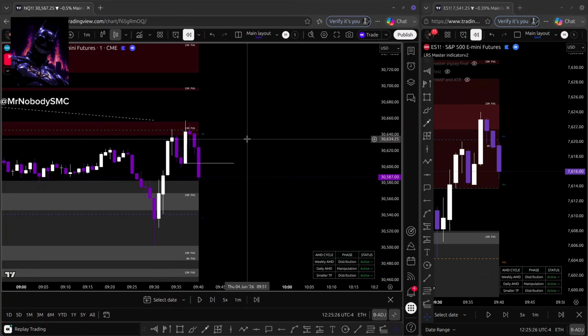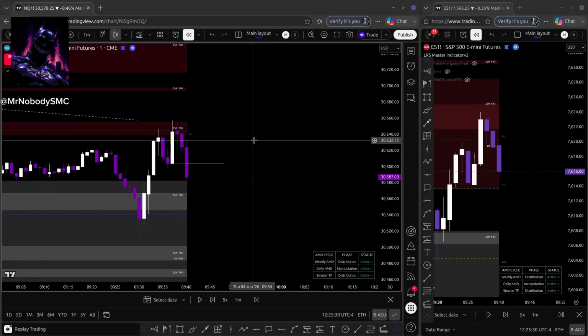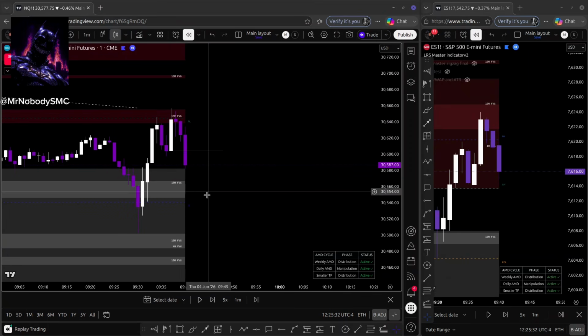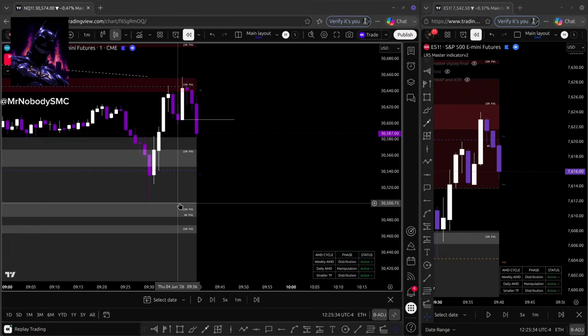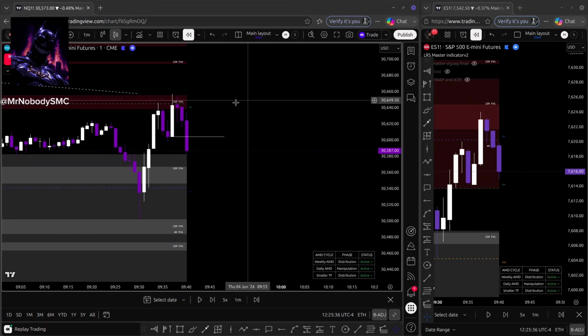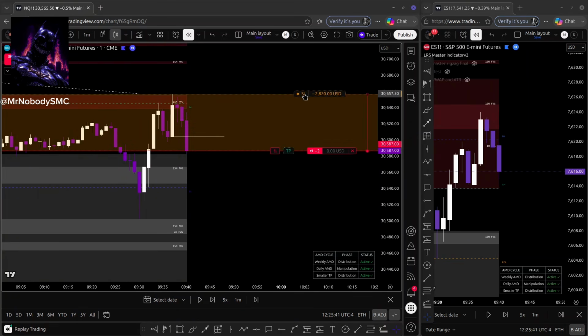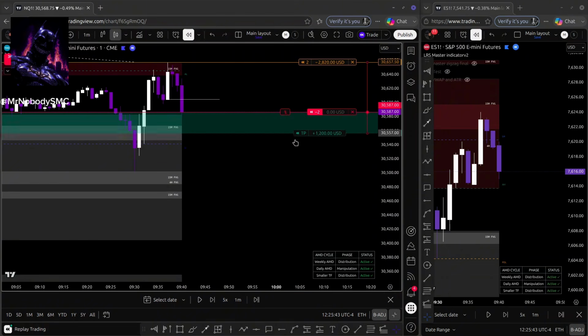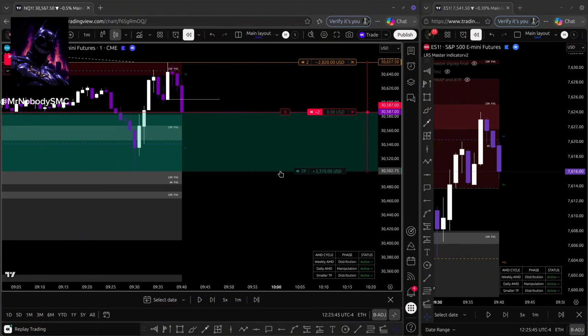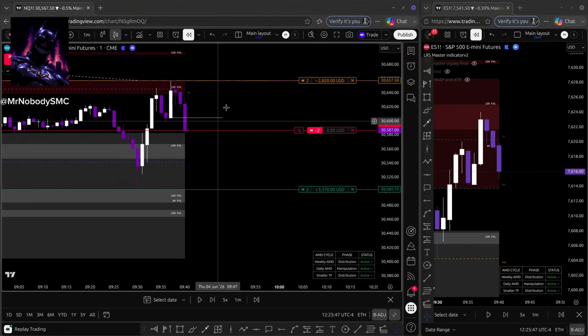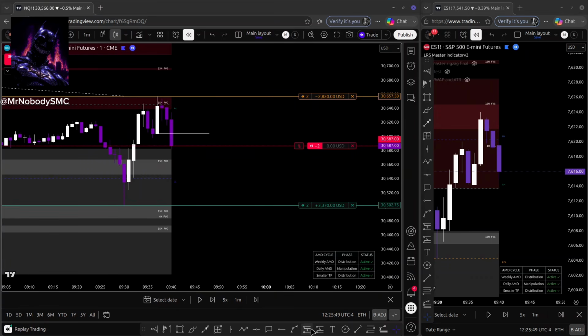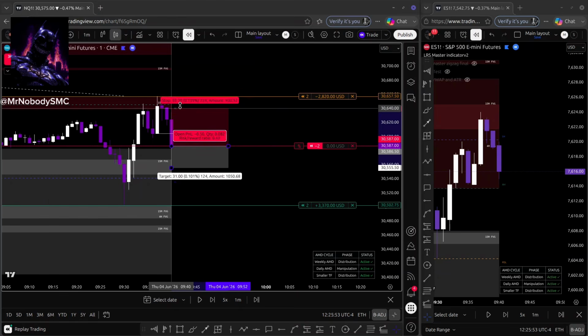So NASDAQ is trading more aggressively than ES is. If I want to target opposite liquidity, would you consider this a late entry? Well, let's see. If I sell, put my stop right here, and then I put my target right here. This is basically a 1 hour trade. Am I okay taking that? Yes, I am okay taking that.